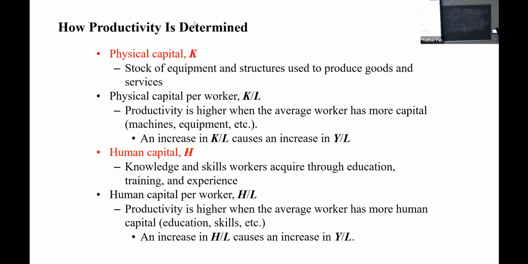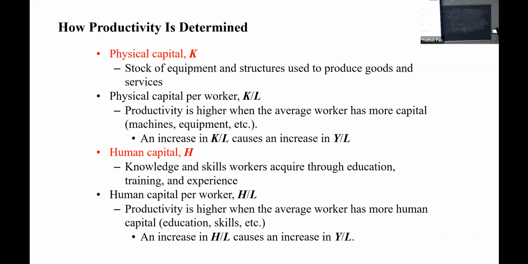And we are familiar with this part. Physical capital per worker is K, the whole physical capital within this country, divided by the number of laborers in this country. That's the physical capital per worker. Productivity is higher when the average worker has more capital. That's really easy to understand.